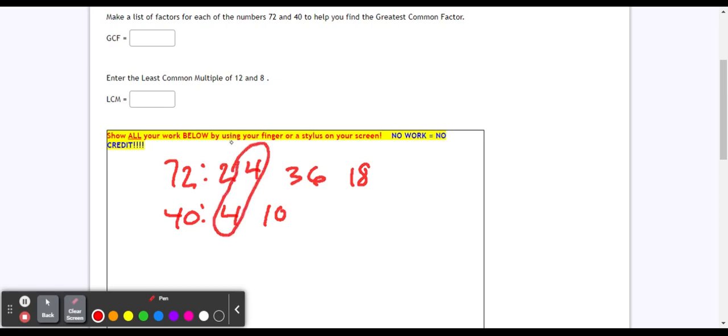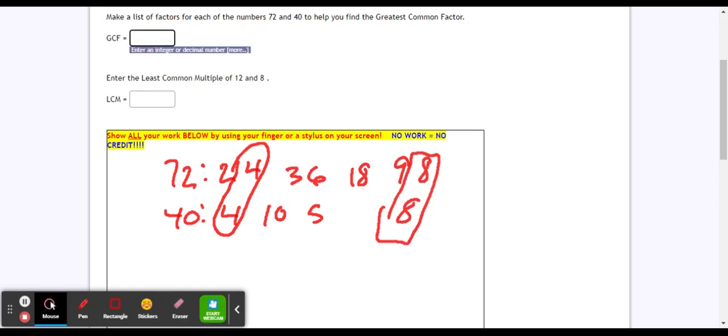Without listing all of them, I can't think of something bigger. I also know 72 is 9 times 8. Oh my God, look at that. 9 times 8. 8 is a factor of 40. 5 times 8 is also 40. So, oh boy, I dodged a bullet on that one. So 8 looks like that's going to be the biggest one. And so the GCF is 8.